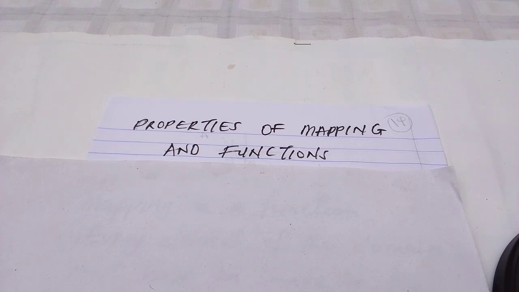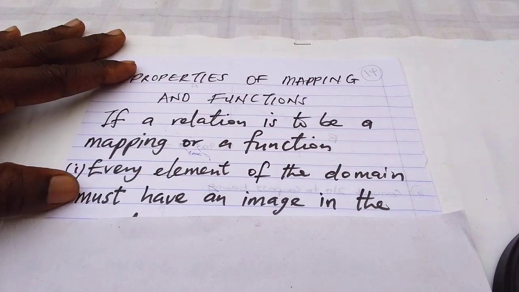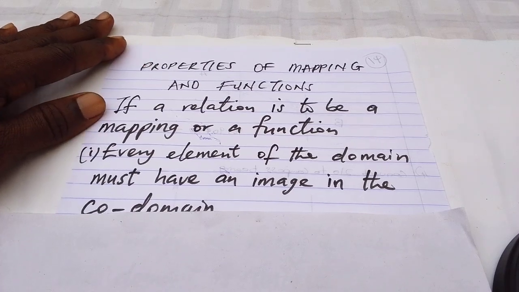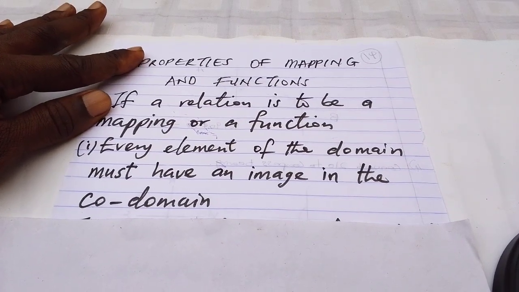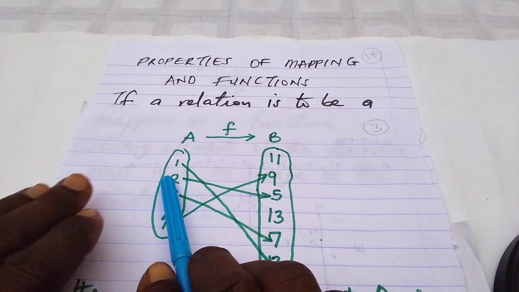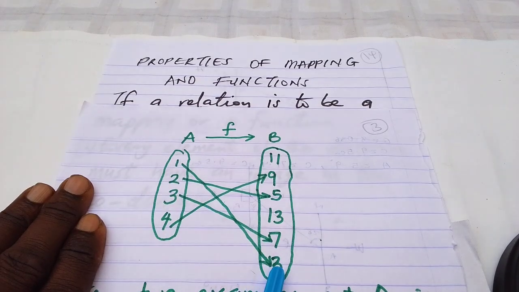Today we are looking at the properties of mapping and functions. What are those properties that will make us identify a mapping? Now, if a relation is to be a mapping or a function, every element of the domain must have an image in the codomain.